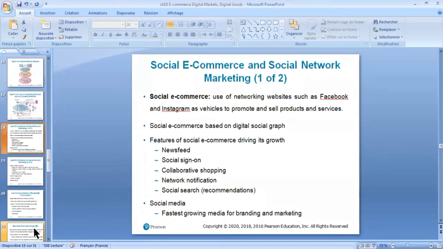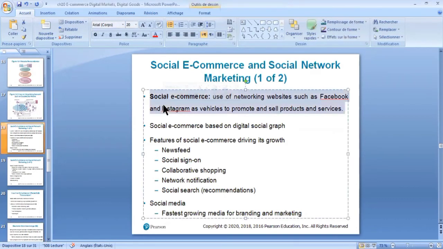Okay, now let's talk about social e-commerce and social network marketing. Companies started to understand the potential of social networks: Facebook, Twitter, Snapchat and WhatsApp. They are very important in building a customer base. As a company, you need to build a customer base. To build a customer base, it's not enough that you have a very beautiful e-commerce website.